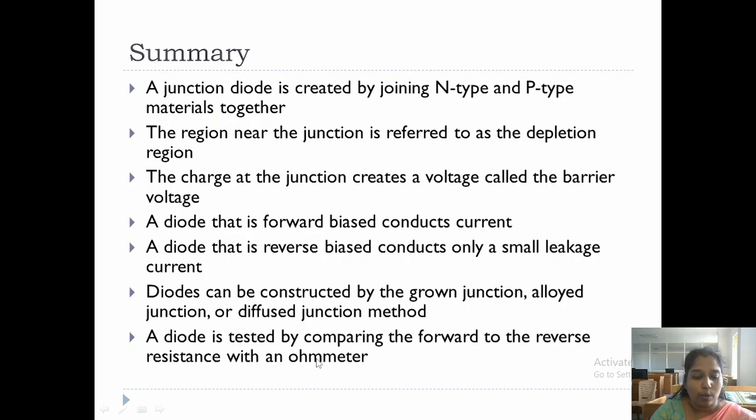Okay, so in the next video we will talk about the PN junction breakdown in reverse bias condition. I hope you can understand from this video what a PN junction is and how it can be operated in the forward and reverse bias condition. Thank you.